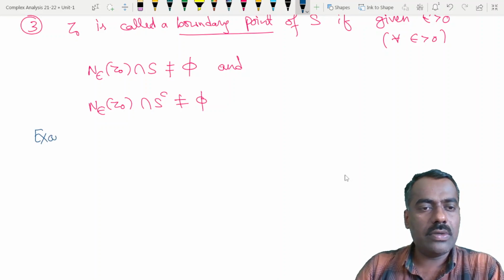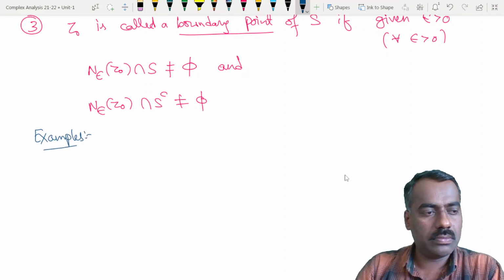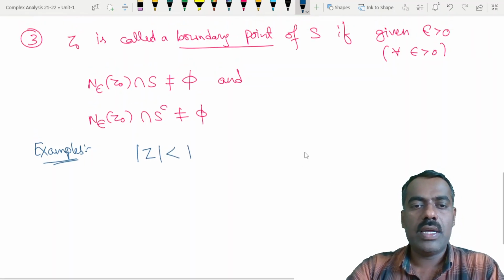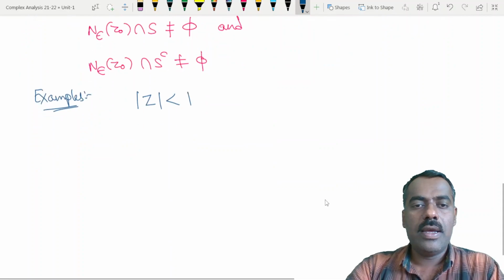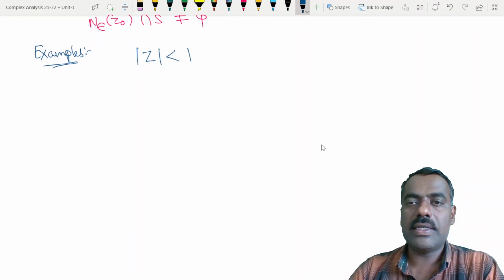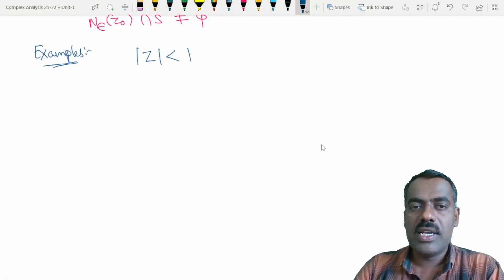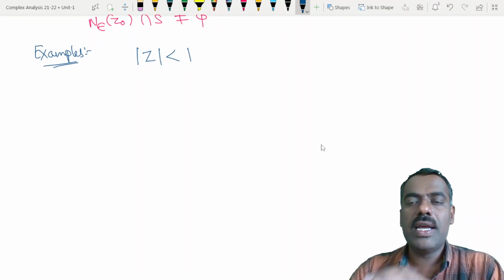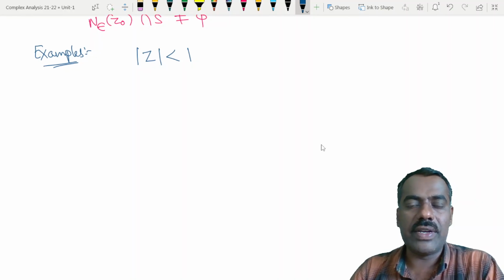Let's see some examples to understand. Suppose you take mod Z less than 1. What is this one? How does it look? It is a circle whose center is the origin and radius is 1, and all points inside that. That is this one. Is this clear?